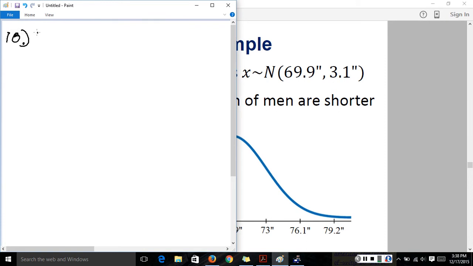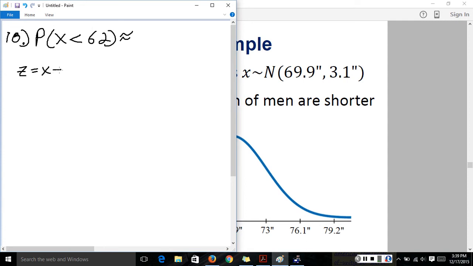So for number 10, first my probability statement, the probability that x, now I use an x and not a z because x is a raw score, z is a z-score or standard score, and this 62 inches is a raw score, so I want the probability that x is less than 62. Now to do that using the table, the first thing I'll need to do is find the z-score. I'm going to convert 62 to a number of standard deviations or a standard score above or below the mean.